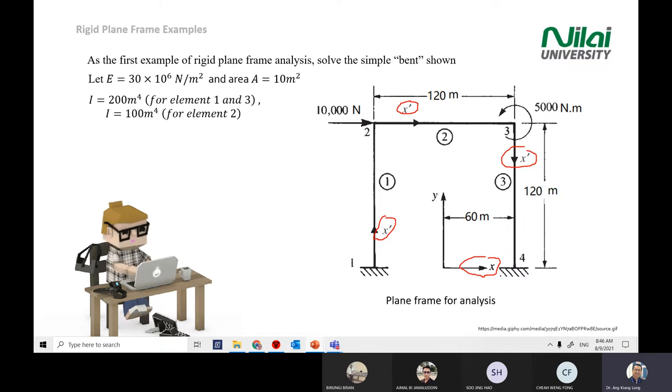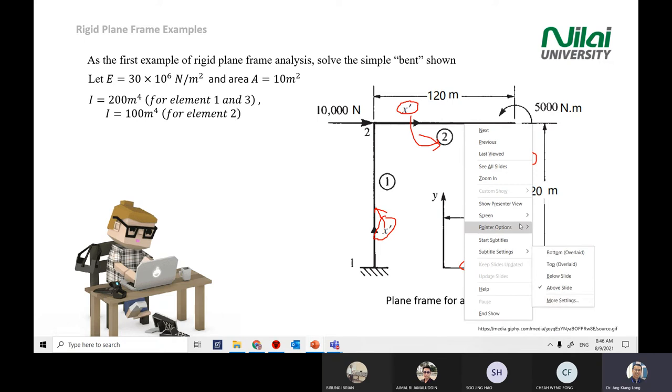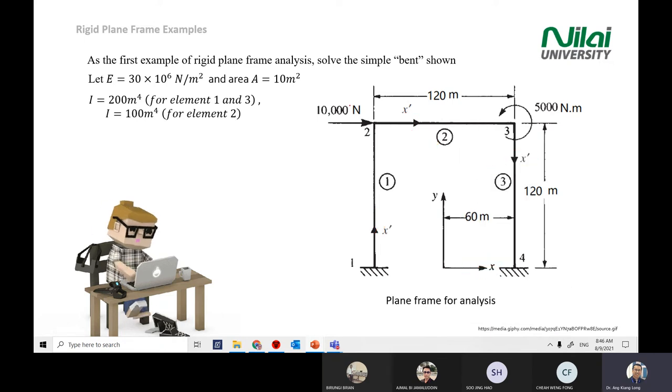And you'll be seeing x prime. This x prime is individual, you tag it to, for example, this one tag to element 1, this x prime tag to element 2, this x prime tag to element 3, don't share the x prime. Then next you have your external forces. External force, 10,000 Newton at point 2. External moment or torque, 5,000 Newton per meter. This is anticlockwise. Throughout this module, anticlockwise moment is positive. And you're given the E value, A value. I value is different. I value for element 1 and 3 is 200, element 2 is 100.